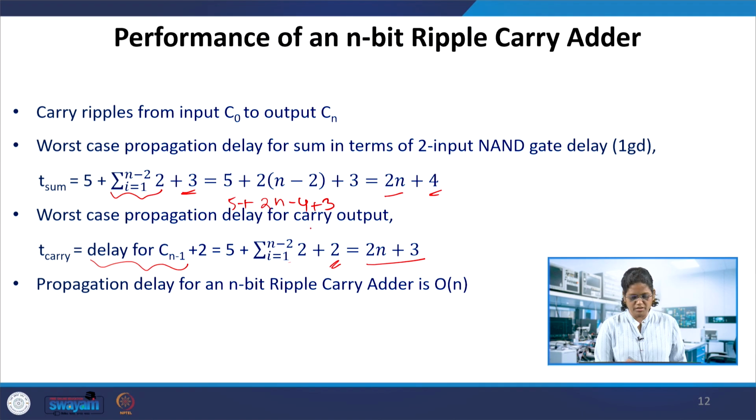So the propagation delays are involved in the gates. If one 2-input NAND gate has, suppose, a 10 nanosecond delay, then it depends on this. We have at least 11 gate delays, and the number of bits is n. So the propagation delay is in the order of n, that is, 2n plus 3 or 2n plus 4, to calculate sum and carry. This is because it has to wait for the carry to be generated in each stage and ripple through to compute the sum as well. So this is the performance of this n-bit carry adder.